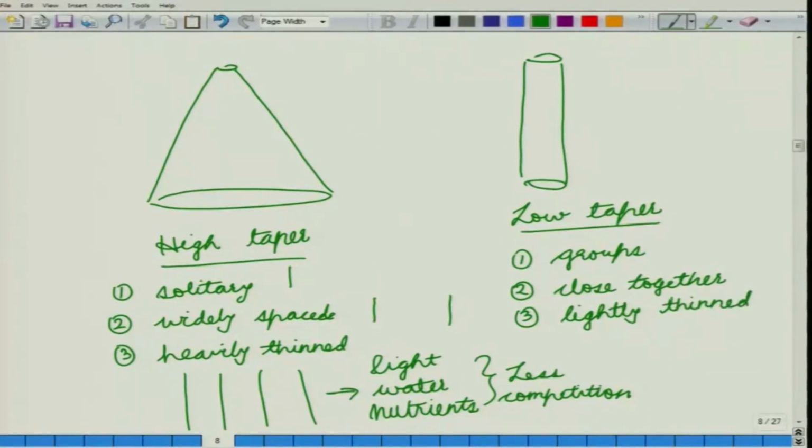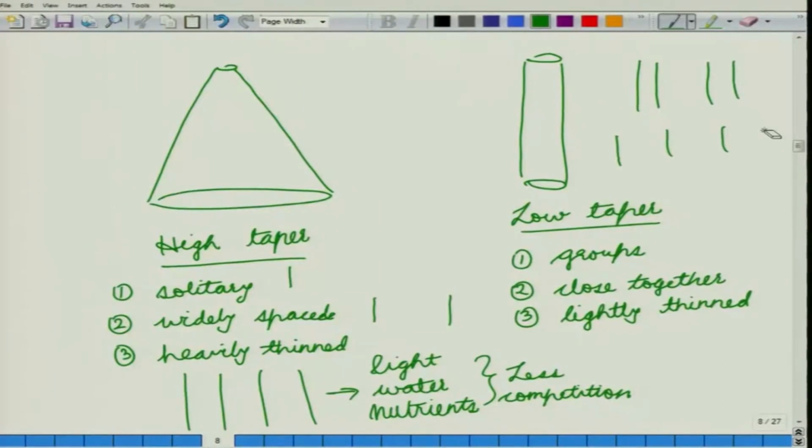So, in the case of a lightly thinned stand, if we started with a stand like this, you removed one out of say every 3 individuals. So, this would become a lightly thinned stand, whereas if we started with the same stand and removed every second individual, it would become a heavily thinned stand.